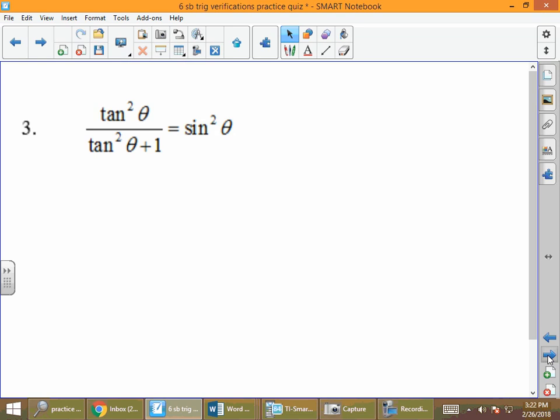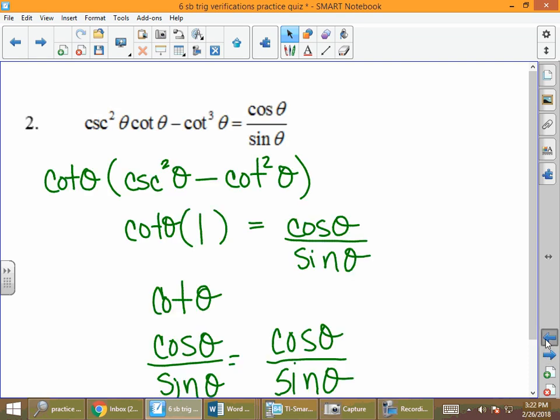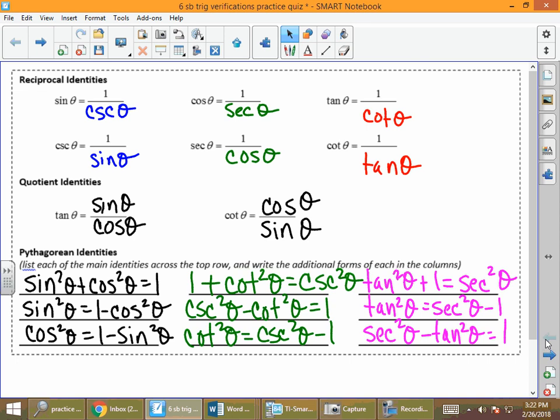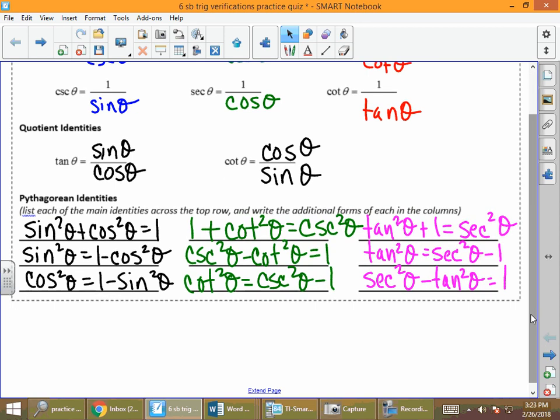Number 3. Tangent squared theta divided by tangent squared theta plus 1. Whenever I see a squared, I always wonder, is there anything that I can use from my Pythagorean identity? So if we go back and look at the front page, or maybe you're looking at your yellow paper, is there anything in there about tangent squared theta plus 1? Well, it's to the far right, kind of in this purplish pink color. Tangent squared theta plus 1 equals secant squared theta.